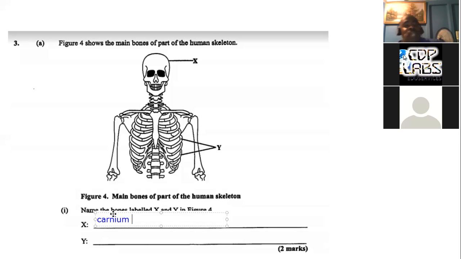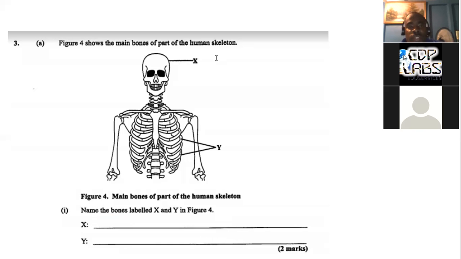Cranium. So you recognize now that in the possible question, it shows us the importance of knowing the bones. Because in this case, I only ask for these two. But in another case, I might ask for another two. You have to know all of them. Make sense? Alia, next one is yours. What is Y? Rib cage. Rib cage. Okay. All right. Wonderful.